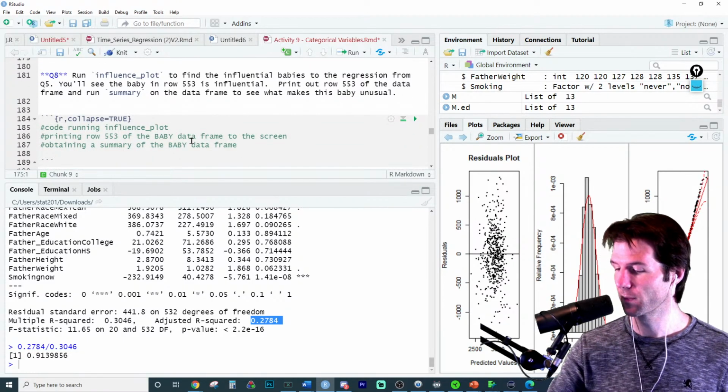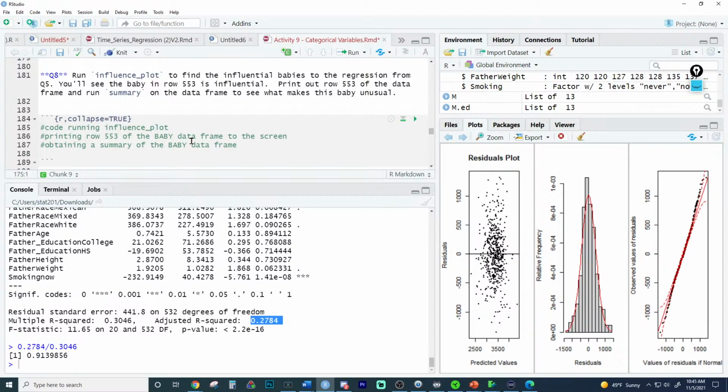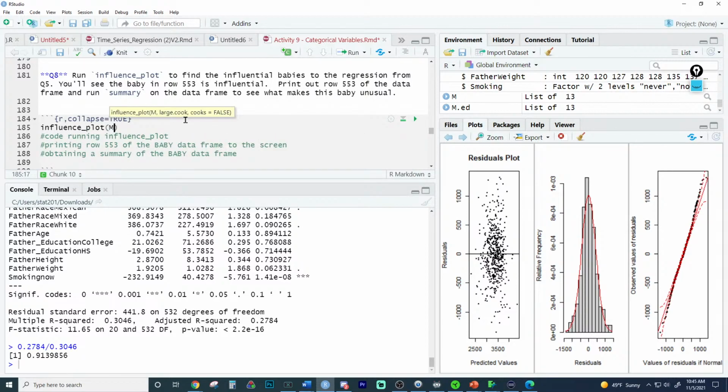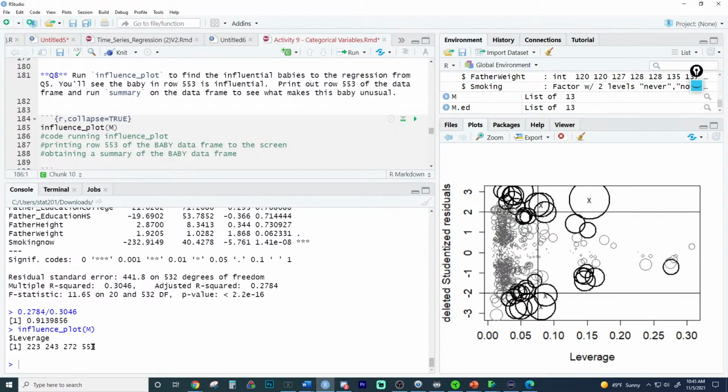It's not horrible. So with the influence plot right here, we're going to see if anything has undue influence on this model. Are any of these points in this model really controlling what the model is doing? And we're going to use the Q5 right here. And we have baby 553, which might be that baby right there. Print out the row 553 to find out what's going on. It's one of those. It's either this one, this one, this one, or this one. These are the 4 influential babies.